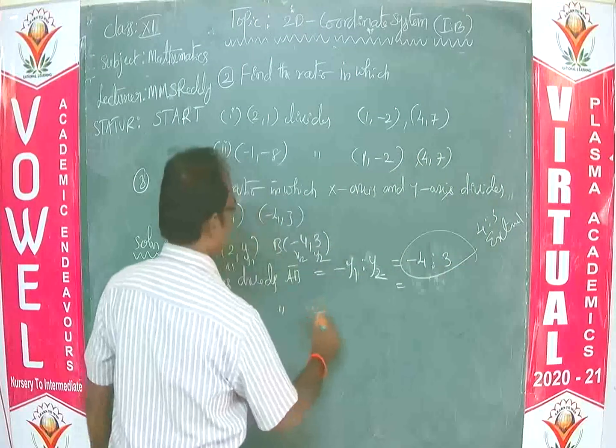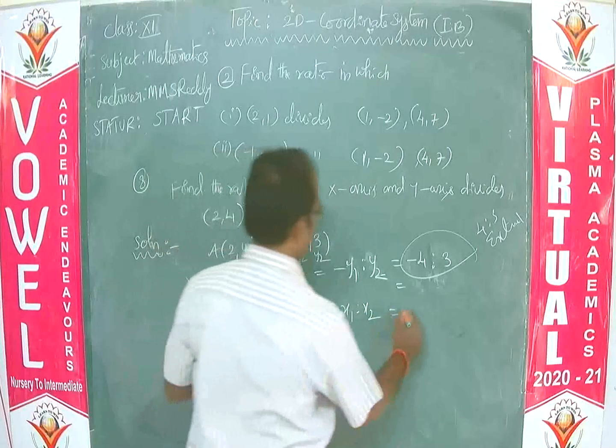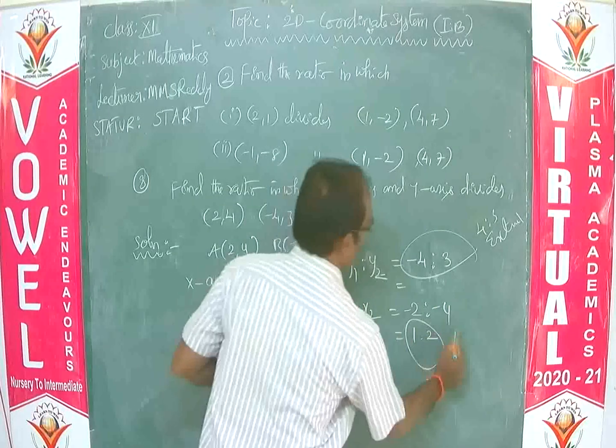The y-axis divides AB in the ratio minus x1 is to x2. Now, minus x1, minus 2, is to minus 4. That is 1 is to 2, 1 is to 2 internally.